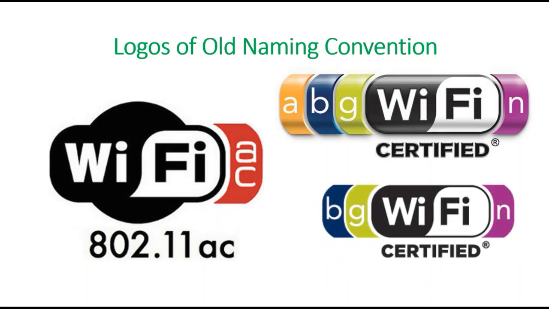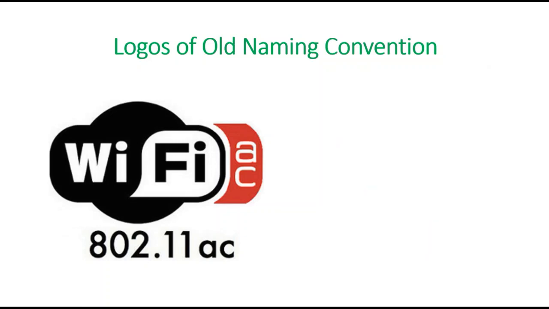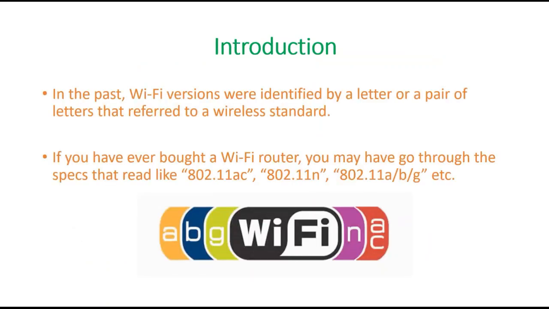Do you know the reason why it's labeled with ABG on the left hand side of Wi-Fi's logo, and on the right hand side this N and AC comes? The reason is ABG standards are called the legacy standards, I mean the old standards. N and AC are the updated versions upon the legacy ones. So that's the reason ABG comes on the left hand side and N and AC on the right hand side. AC is the latest Wi-Fi standard which is going on.